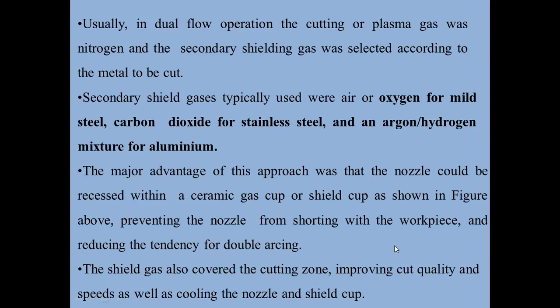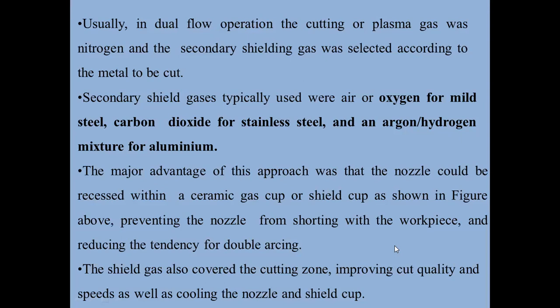The major advantage, see, we are applying shield gas. That's the change. What is the advantage? The nozzle could be recessed within a ceramic gas cup and shield cup as shown in the figure above, preventing the nozzle from shorting with the workpiece and reducing the tendency of double arcing. See, that's the major disadvantage in the air plasma torch, and it was reduced with the help of dual flow plasma arc torches. So the shield cup, with the help of shield gas, protects the nozzle from interaction with the workpiece and the generation of double arc.